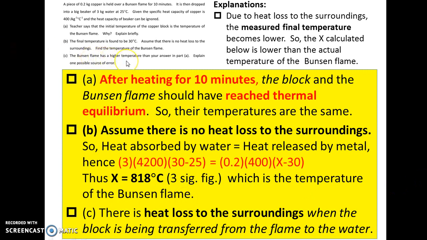However, in part C, it says that the Bunsen flame should have an even higher temperature. Why? Because there is already heat loss to the surroundings when we transfer the block from the flame to the water. And so, the measured final temperature, 30 degrees Celsius, is actually lower than what it should be if there is no heat loss to the surroundings.